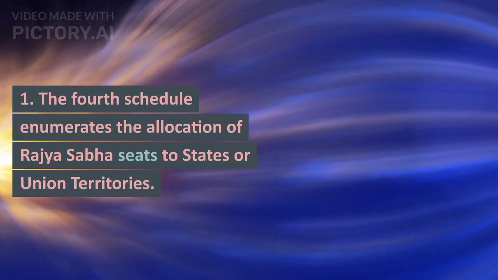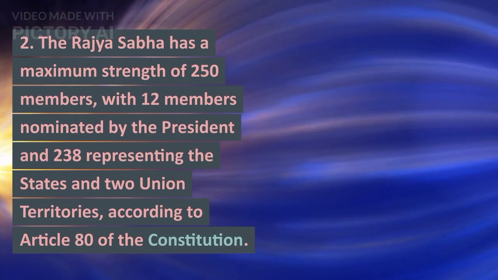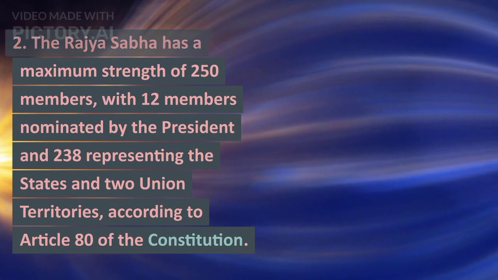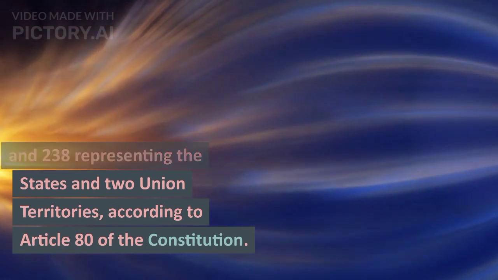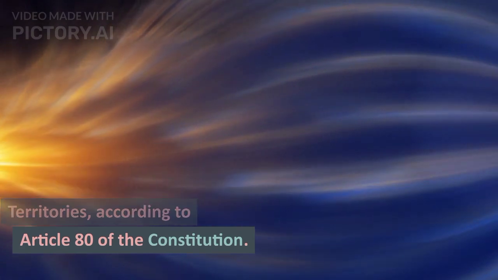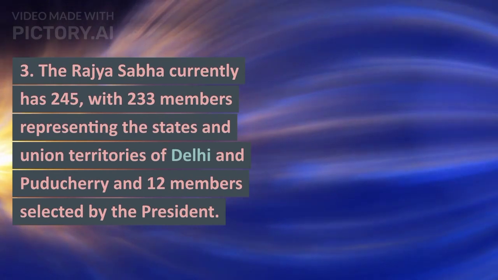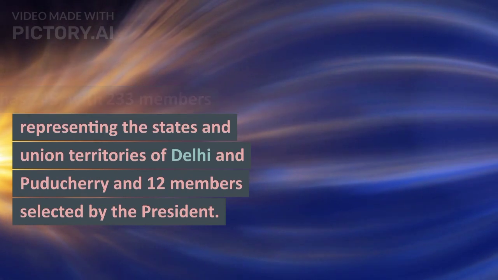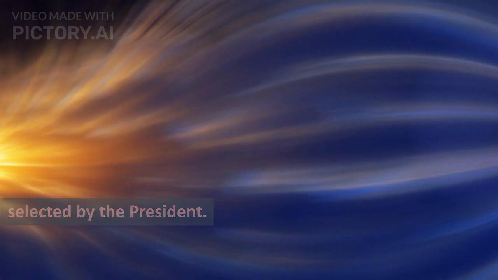Fourth schedule. 1. The fourth schedule enumerates the allocation of Rajya Sabha seats to states or union territories. 2. The Rajya Sabha has a maximum strength of 250 members, with 12 members nominated by the President and 238 representing the states and 2 union territories, according to Article 80 of the Constitution. 3. The Rajya Sabha currently has 245, with 233 members representing the states and union territories of Delhi and Puducherry and 12 members selected by the President.